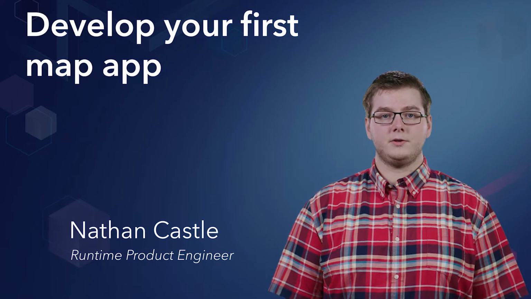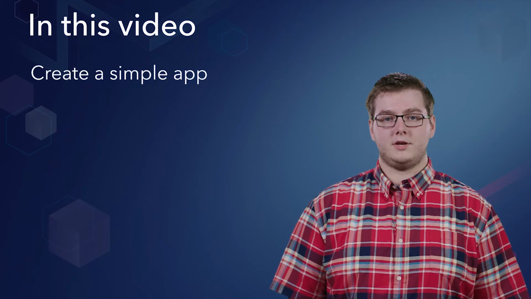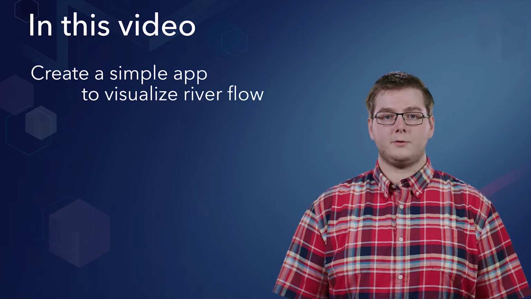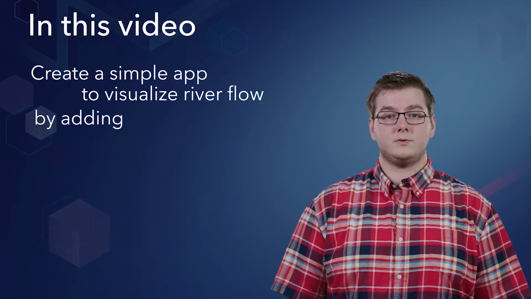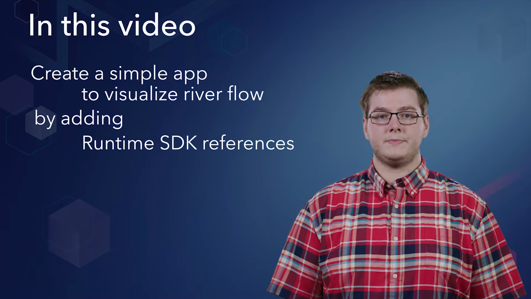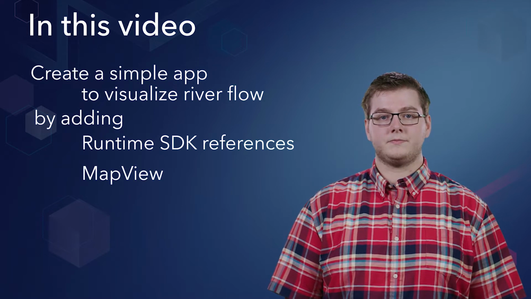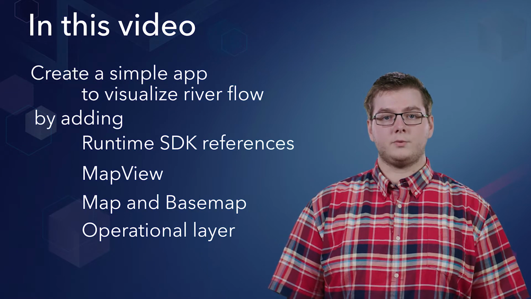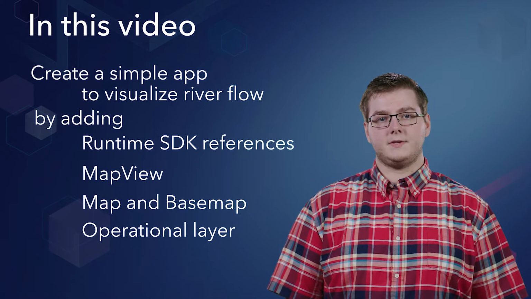In this video, you'll learn how to create a simple map using the ArcGIS Runtime SDK. This app will visualize the rate of flow in US streams and rivers. To do this, you will create a project and add the ArcGIS Runtime SDK references, add a map view to the app, create a map with an appropriate base map, and add a national water model forecast layer which visualizes the rate of US stream flow.